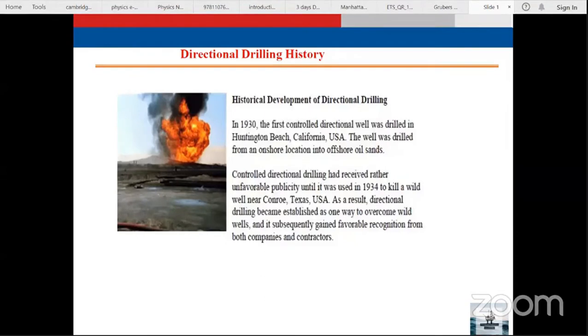This blowout and fire cannot be controlled from the same location as the fire. So we take a location far away, about 1 to 2 kilometers, and then we drill directional wells to shut down this well by circulating heavy mud. So this is one of the first controlled directional wells, in 1930 in California, USA, used to kill the well.